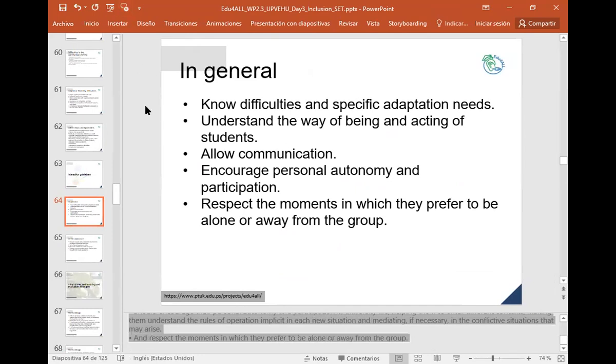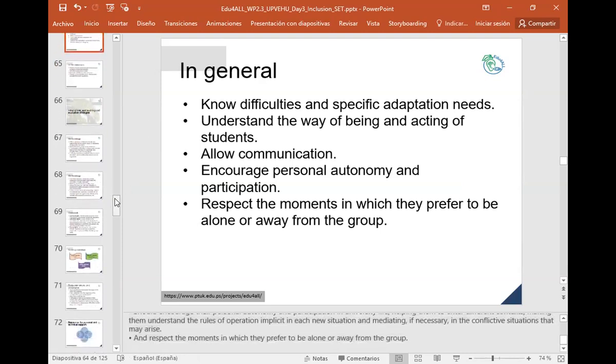In general, it is important to know what difficulties and specific adaptation needs students present. It is important to understand the way of being and acting of students with Asperger's syndrome, their different way of perceiving and interpreting the world around them. The teacher must be patient, allow them to communicate, and make an effort to understand them. Should encourage their personal autonomy and participation in university life, helping them to enter different contexts, making them understand the rules of operation implicit in each new situation and mediating, if necessary, in the conflictive situations that may arise. And respect the moments in which they prefer to be alone or away from the group.